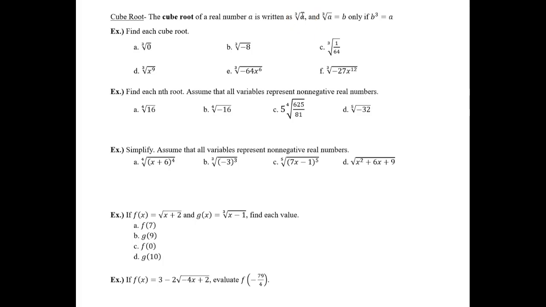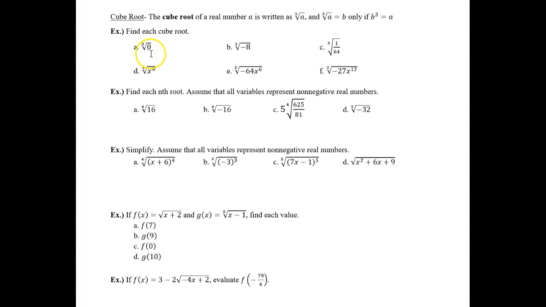Just like a square root is saying what times itself would give you the value under the radicand, a cube root is saying what times itself 3 times, or what cubed, would give you that value underneath the radicand.